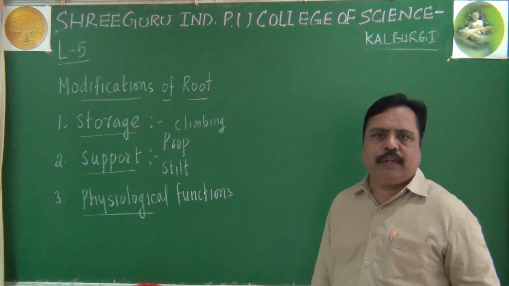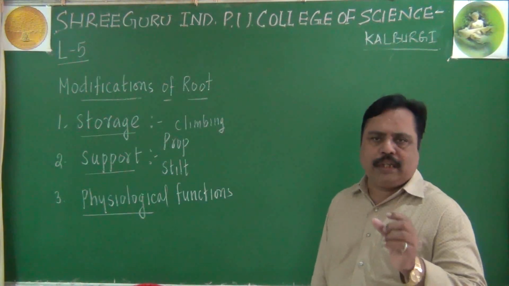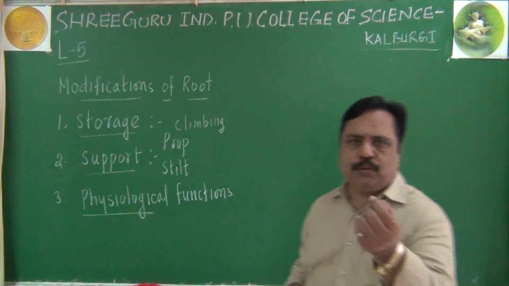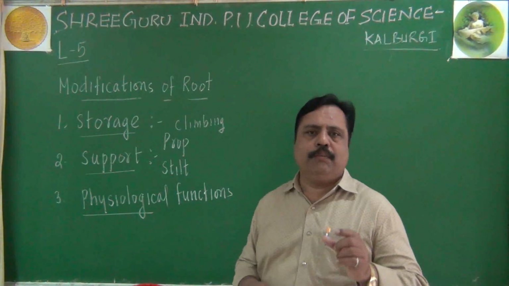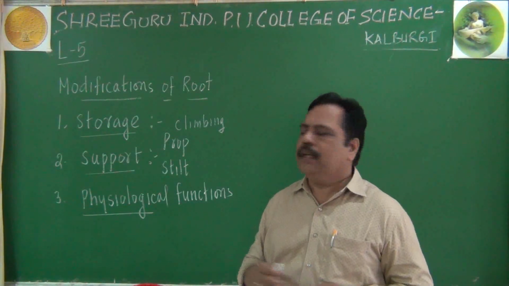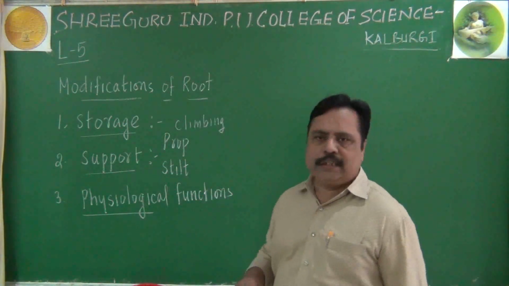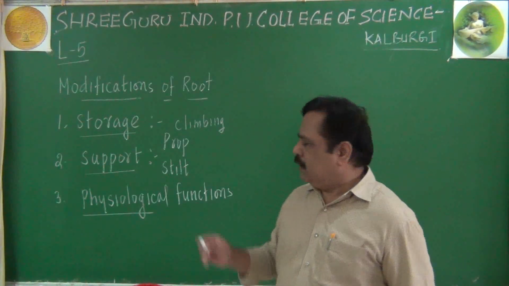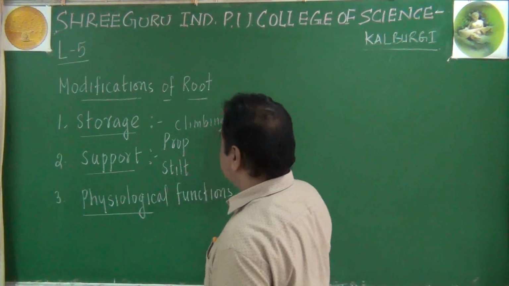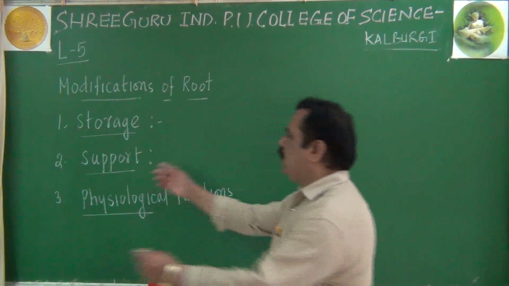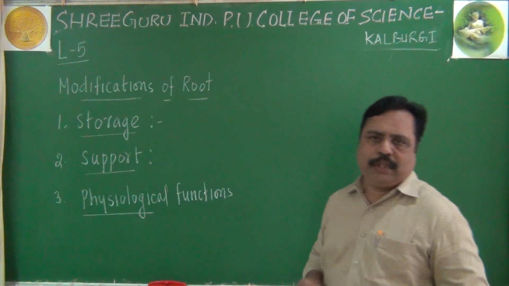This bitter leaf, pan, and this climbing Piper nigrum, otherwise pepper, that is called climbing root, they are exhibiting. Piper nigrum, Piper betle, they are all exhibiting the climbing roots. Anyhow, in this class, we shall continue about physiological modifications exhibited by the root.